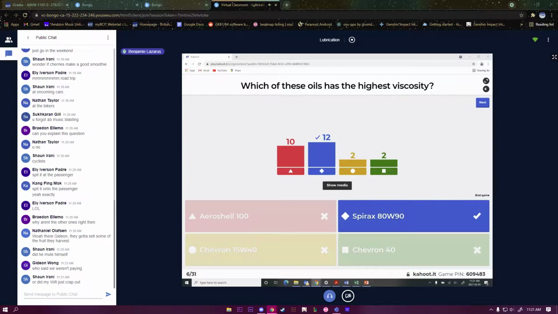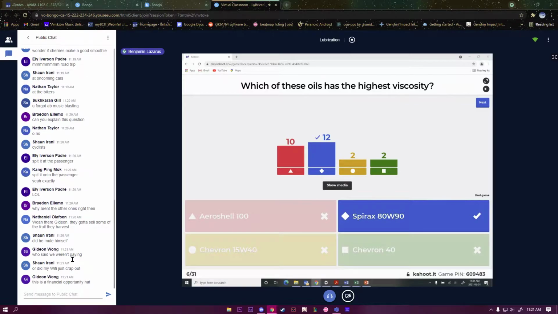Braden, you're asking why the other ones weren't ashless dispersant. Okay, Aeroshell 100 has got no W. The Spyrax 80W90, this is a gear oil. It might be a detergent oil, but you don't know. The Chevron 15W40, well, it probably is. But you don't know, right? I think there were slightly different oils in that question. Because the W is in front, that's an ashless dispersant oil. All the other ones are a question mark.